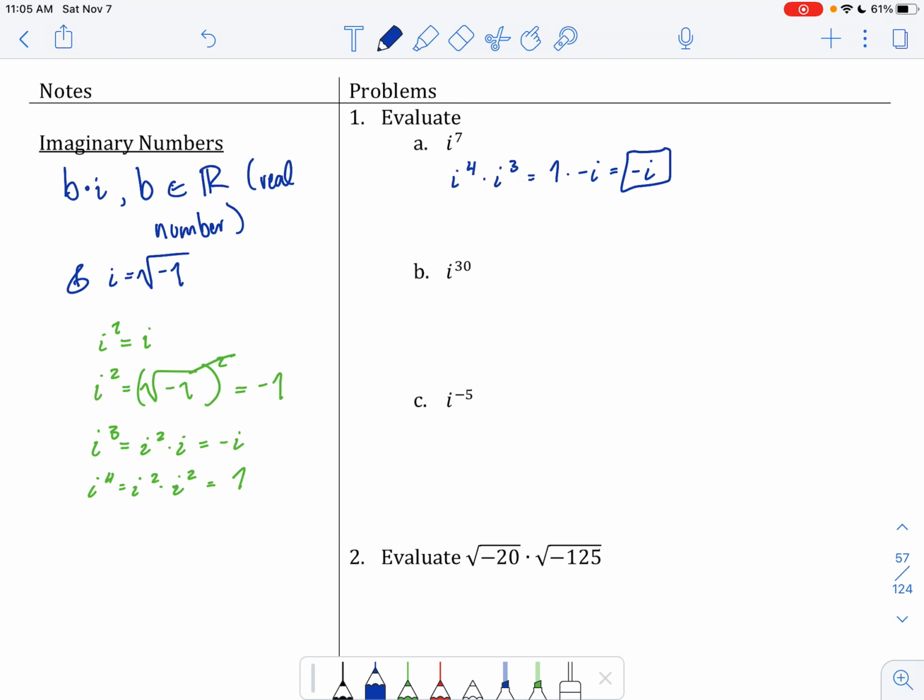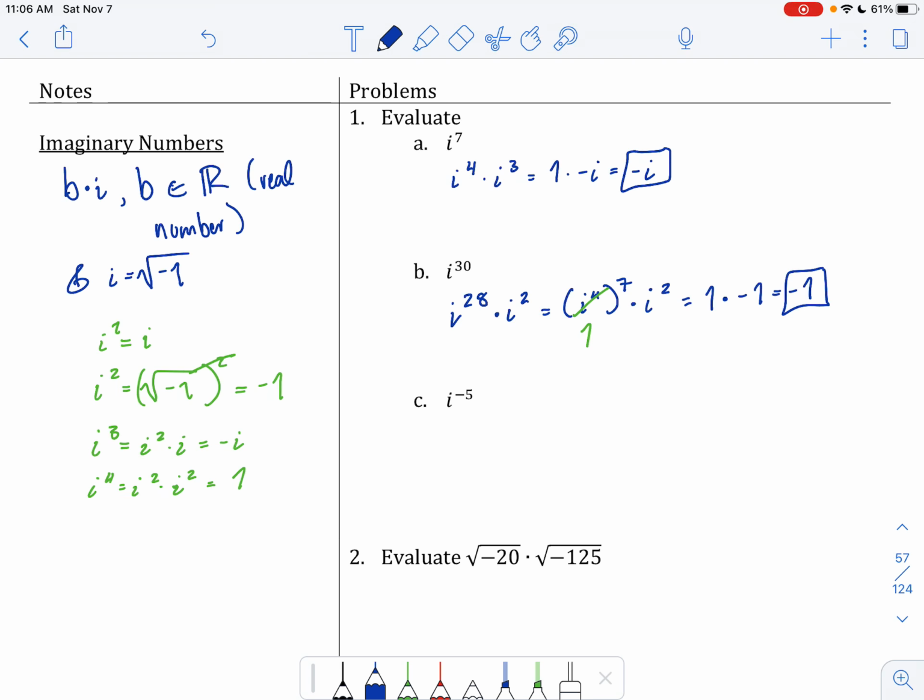As they get bigger, I like to look for multiples of 4 because that's just going to always cancel out as 1. So if I'm looking at i to the 30th, I'm going to say, well, that's i to the 28th times i to the 2nd. And 28 is nice because then this is i to the 4th to the 7th times i squared. And anything that's to the 4th, as we said, is 1, and 1 to any power is 1. So this just becomes 1 times -1, -1.